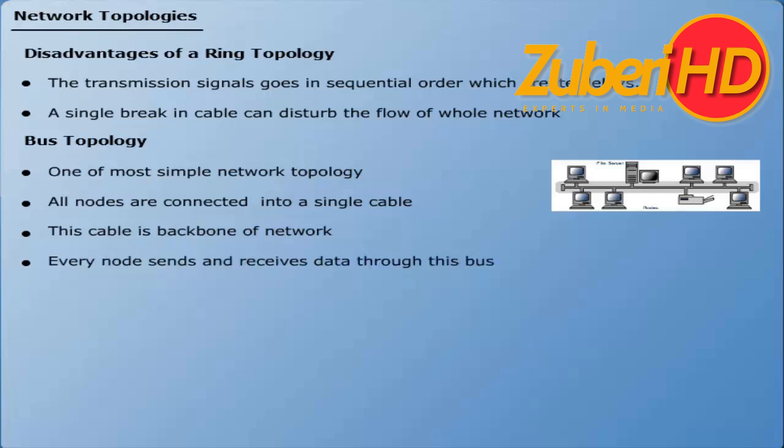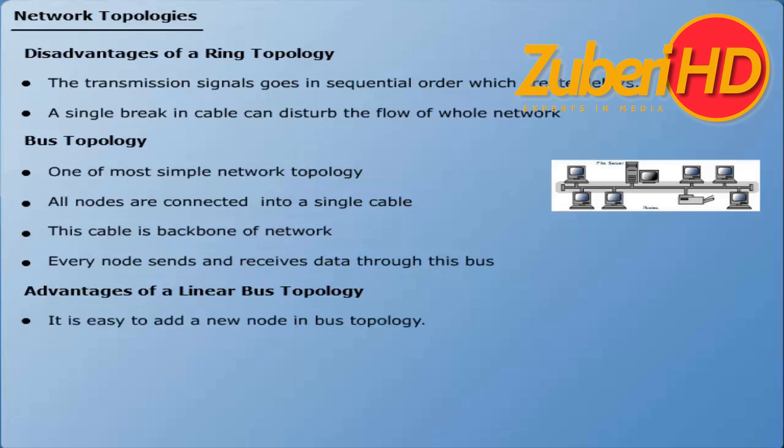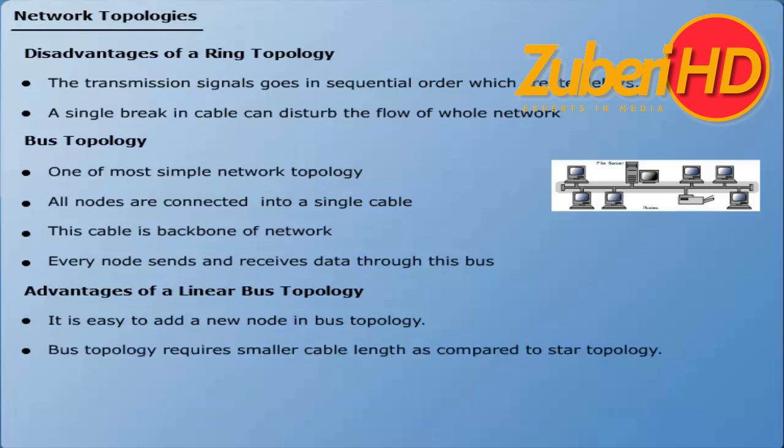Advantages of a linear bus topology. Number 1. It is easy to add a new node in bus topology. Number 2, bus topology requires smaller cable length as compared to star topology. Number 3, it is also cheaper as compared to star topology. Number 4, it is suitable for smaller networks.